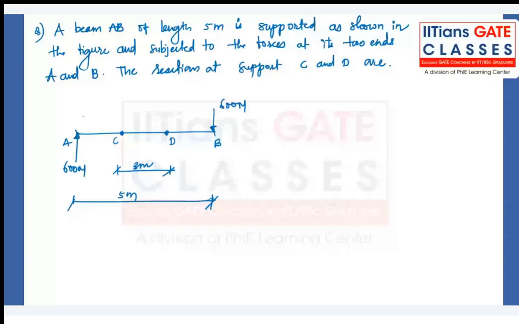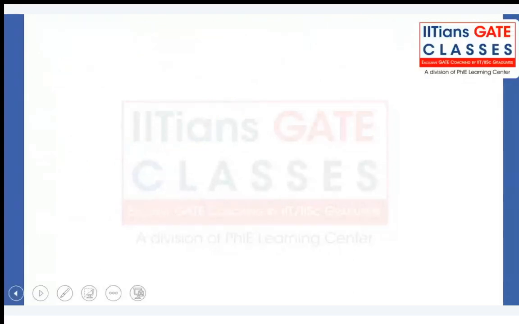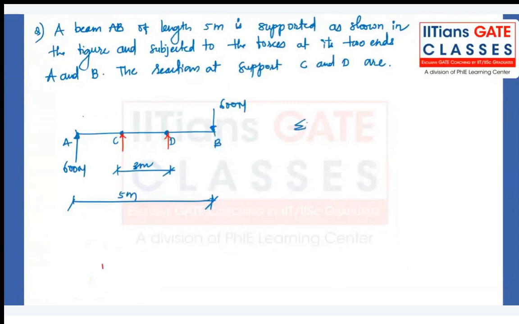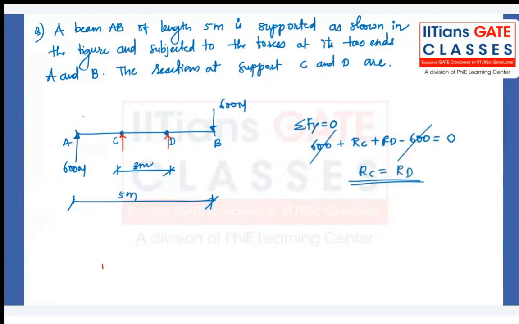See, if you consider the reactions like this, what will happen? Apply the equations of equilibrium: the summation of all vertical forces has to be 0, right? Yes, Abhishek, correct answer. So 600 plus reaction at C plus reaction at D minus 600 is equal to 0. What does it mean? RC has to be equal to RD in magnitude, but you can clearly see RC is equal to minus RD.